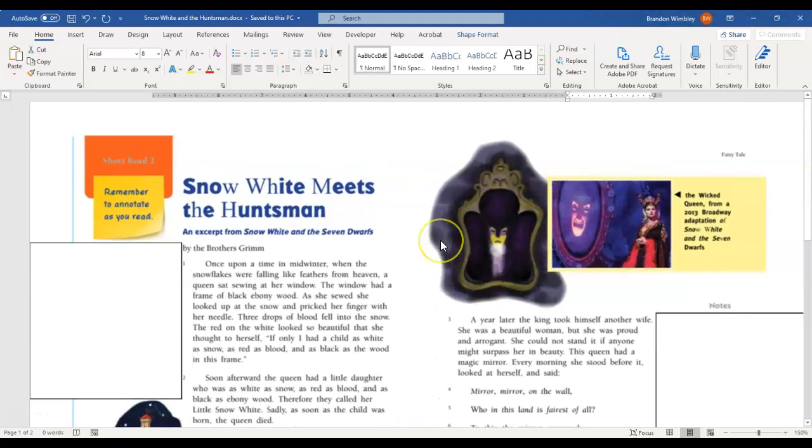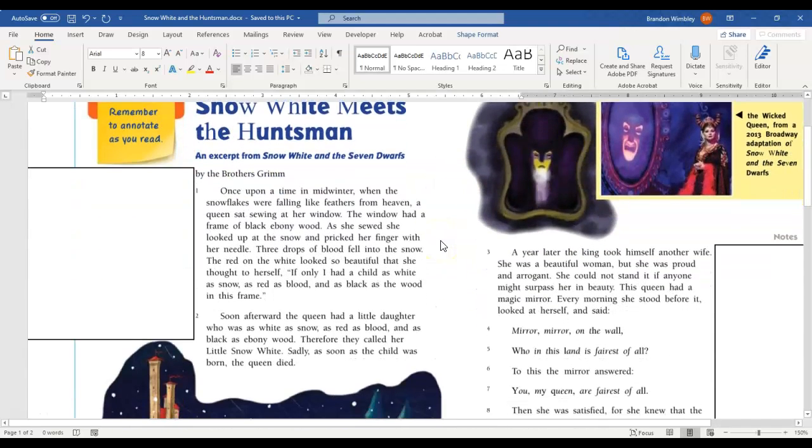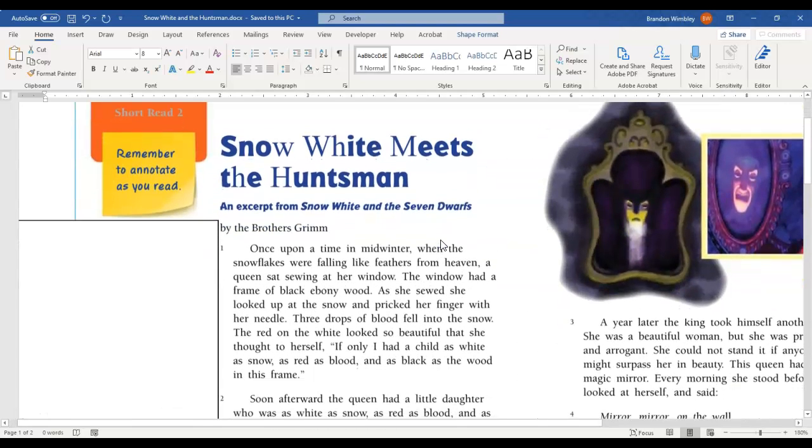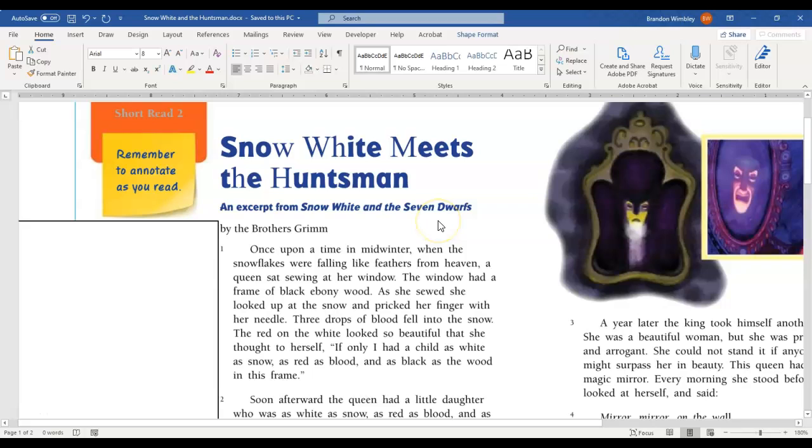Alright guys, so we're on our next fairy tale, which is one you probably have heard before. It's Snow White meets the Huntsman, which is taken from Snow White and the Seven Dwarfs. So before we read this, I'm going to have you quickly scan it and look for genre features of a fairy tale. So remember, what makes it a fairy tale? So let's look at it quickly.